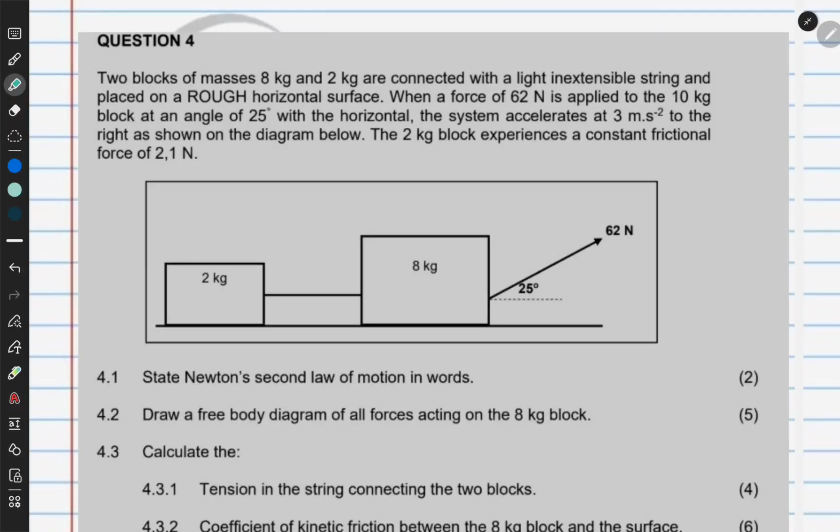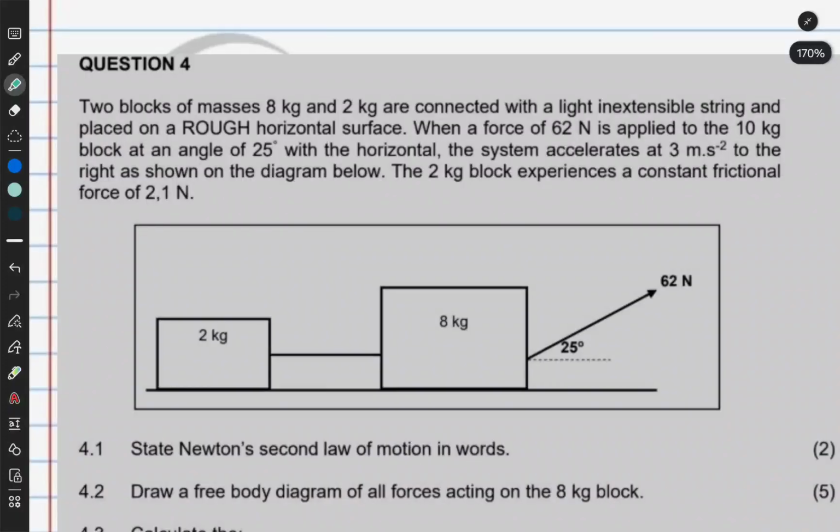The reason it's important to mention that it's inextensible, you will later understand, is so that we can just assume that if block 1 is moving at a certain velocity, it means block 2 is also moving at that velocity. That can only be achieved if the string is inextensible, right? But that's not important for now.